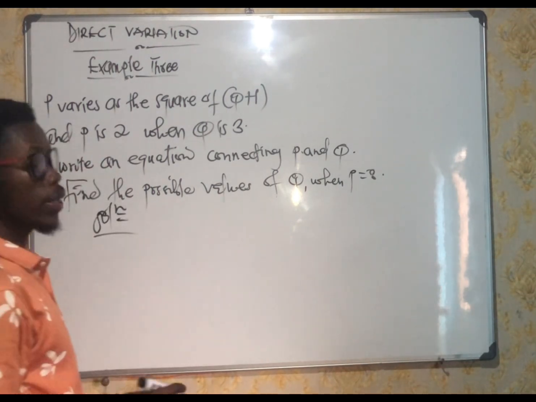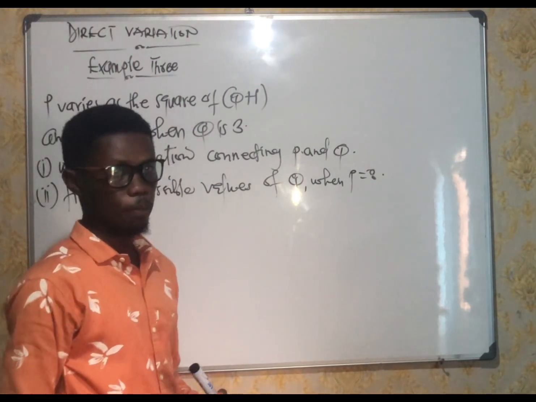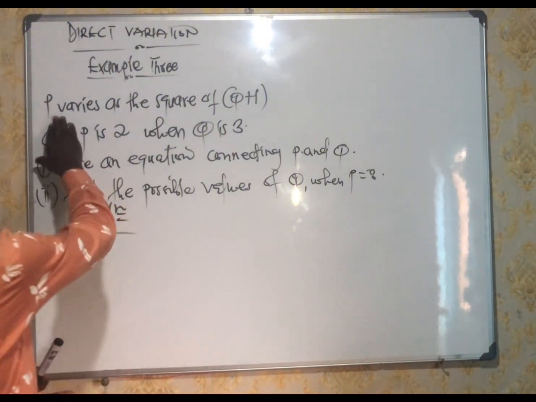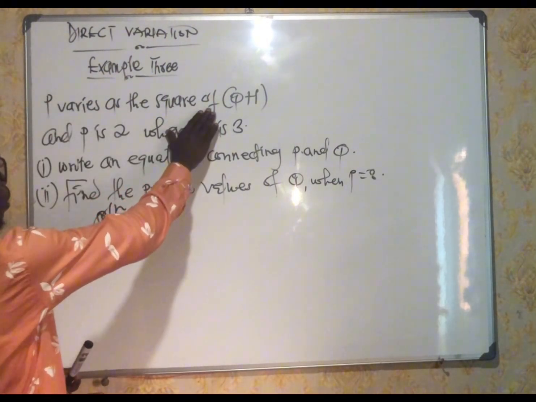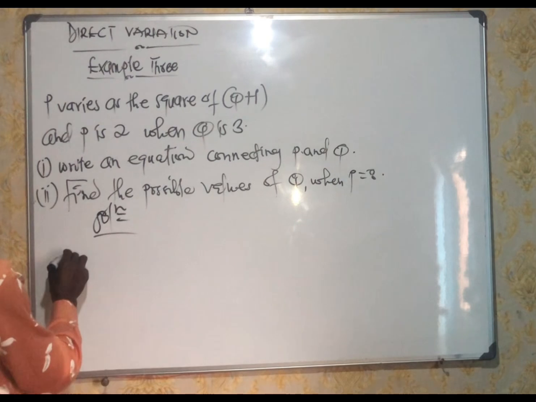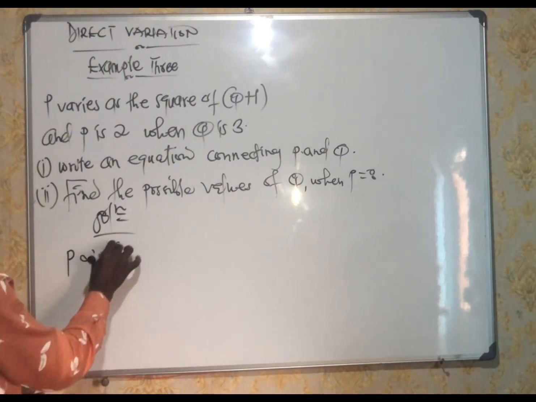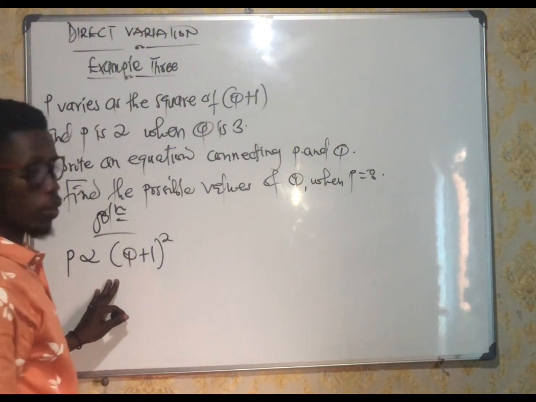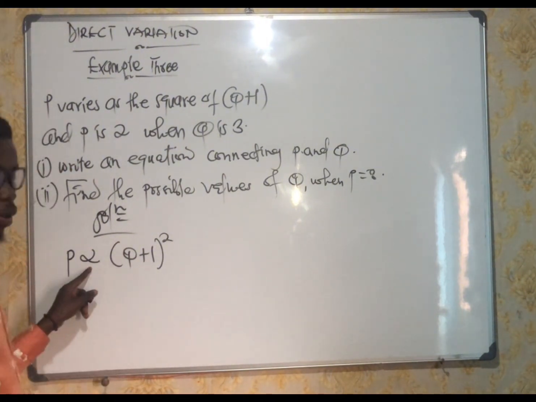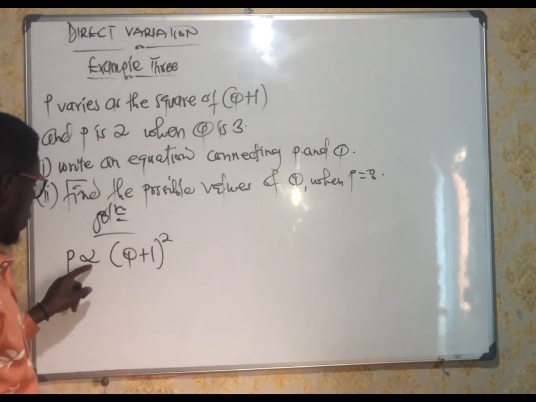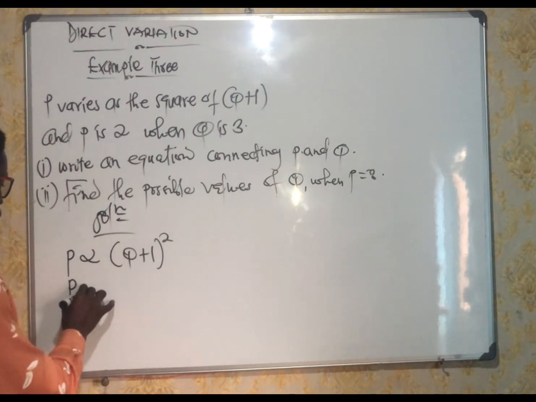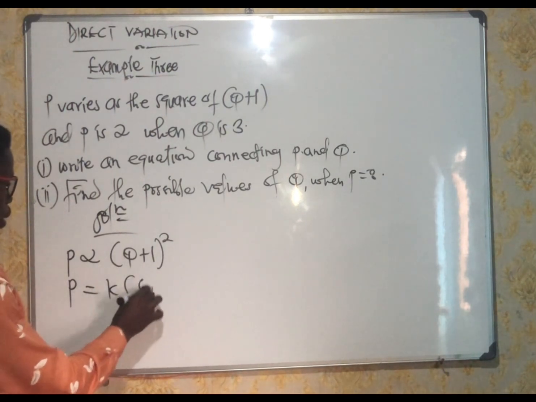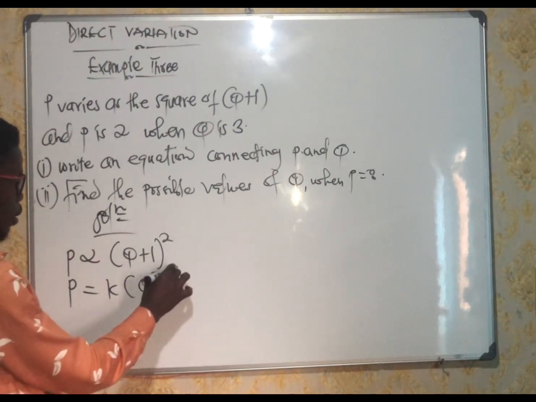So let's see. First thing, you have to write the equation connecting p and q. But p varies as the square of q plus 1. So p varies as the square of this. So you square this. Is that okay? So if I want to take off the variation sign, then I have p is equal to k(q plus 1) squared.